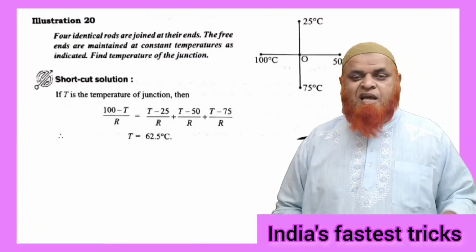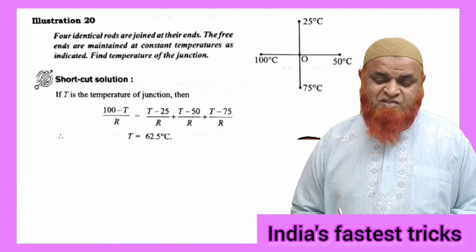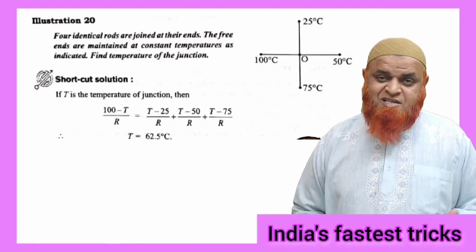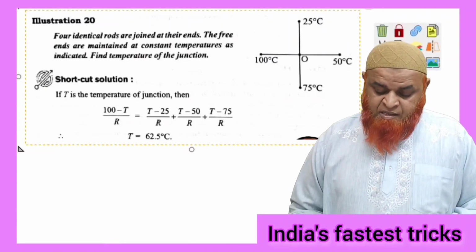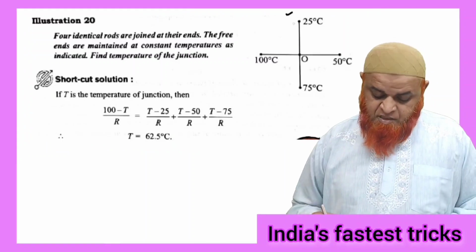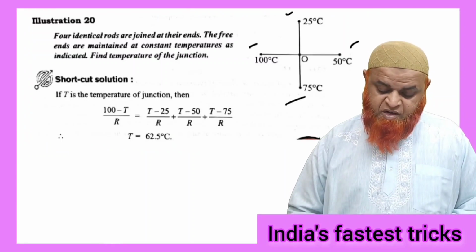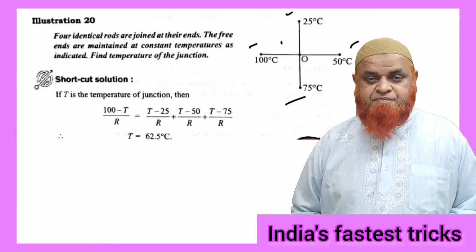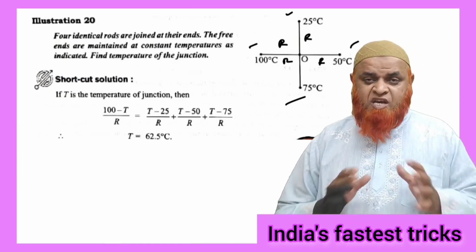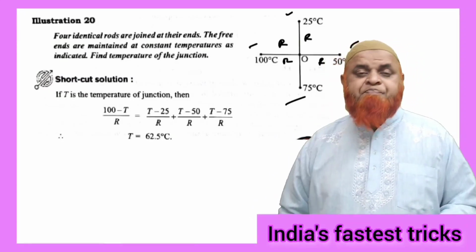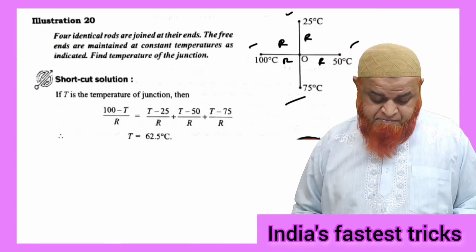Okay, my dear students, I have seen this shortcut in one material. What is this concept actually? The concept says that there are 4 points at which 4 different temperatures are given, and the thermal resistance of these 4 points is going to be the same. When thermal resistance is the same, then what is going to happen?